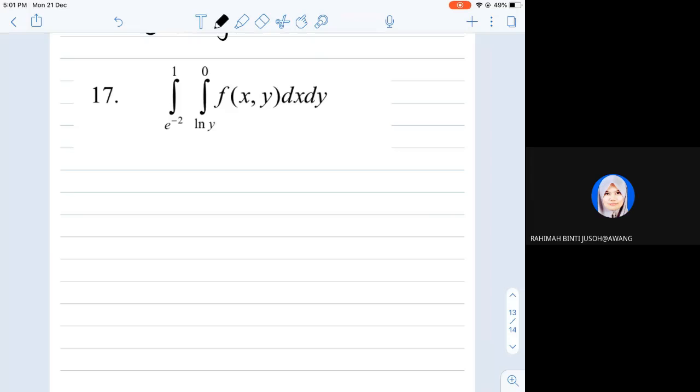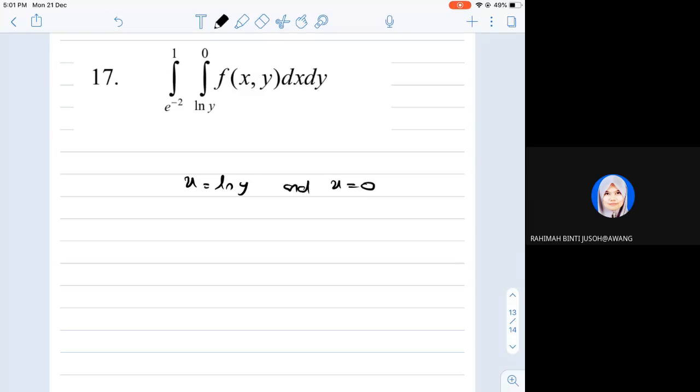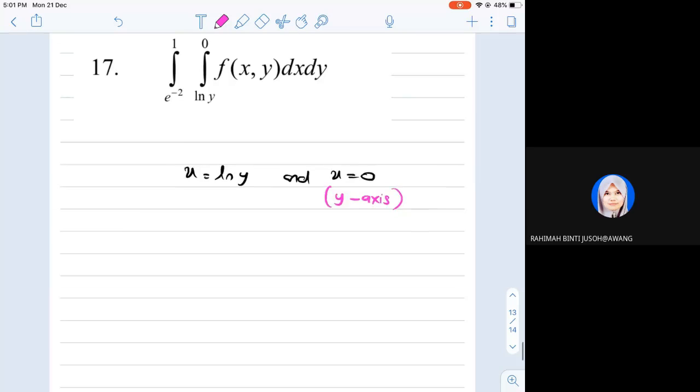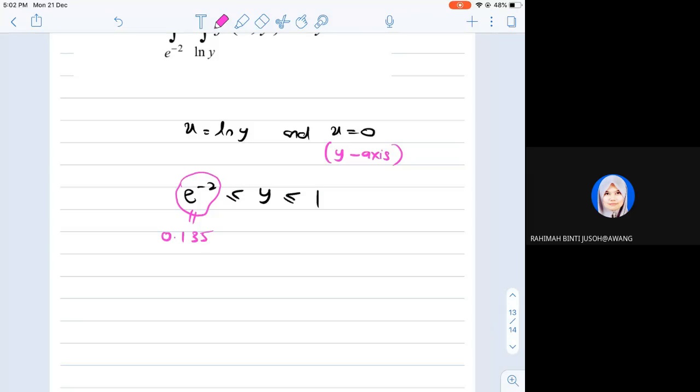Alright, question number 17 is quite interesting. We have dx dy, so x equals to ln y and x equals to 0. Okay, x equals to 0 means what, guys? I mentioned it earlier: y exists. Good. And the limit of y is from exponent -2 until 1. Guys, can you give me the value of exponent -2 in decimal? 0.135. Okay, so let us sketch the graph.